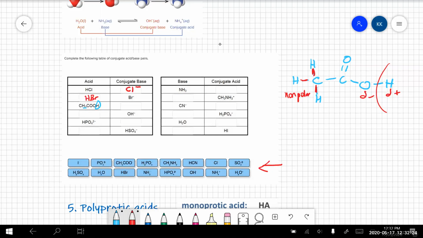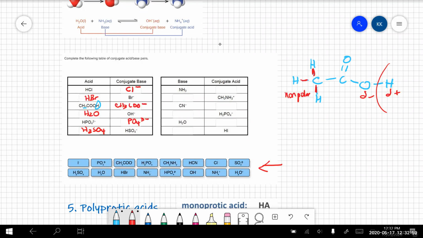So they're not as easy to break. So there's only one acidic hydrogen there. So this is going to make the acetate ion. OH minus, its conjugate acid is H2O. H2PO4 double minus, if you take a hydrogen off, you'll end up with PO4, going down by a charge from 2 minus to 3 minus.